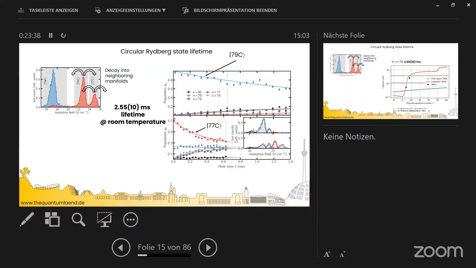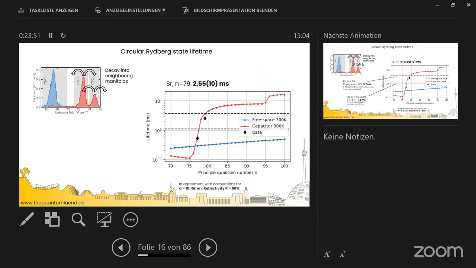Okay. Interestingly, if we go to the 77 circular state, we find a lifetime that is significantly shorter, not in the above millisecond range, but more hundreds of microseconds, about 200 microseconds or so. And this is exactly the capacitor that is active.